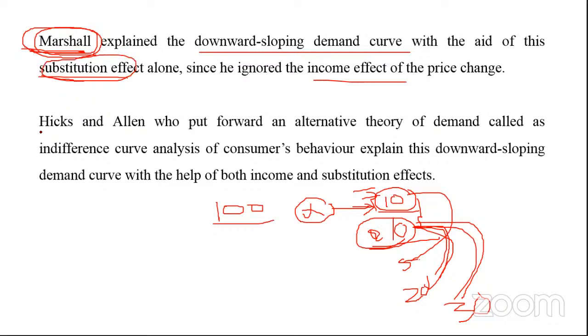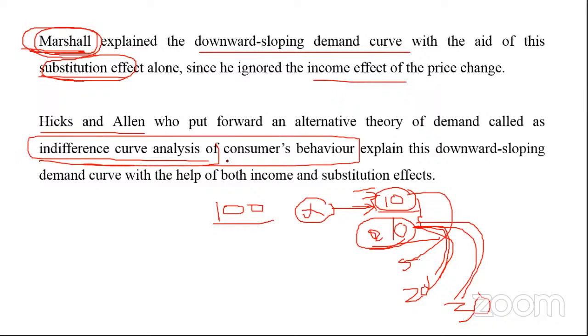Then Hicks and Allen came forward and explained the alternative theory of demand, called indifference curve analysis of consumer behavior, and expanded the price effect. When the price falls from 10 rupees to 5 rupees, the substitution will increase from 10 to 15 or 10 to 20. How is the substitution done? The substitution also includes the price. The change in the real income of the individual also increases his purchases.